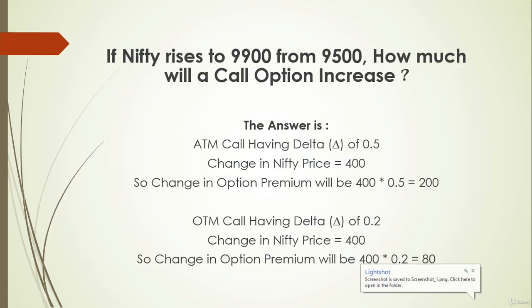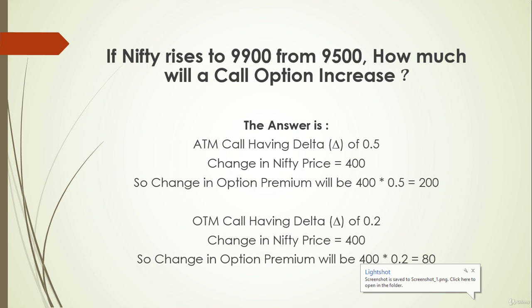Now can you answer the previous question? If Nifty is 9500 and we expect a move up to 9900, what will be the change in call option premium? Let's find out the answer. If we buy an at the money call having delta of 0.5, the change in Nifty's price is 9900 minus 9500, which is equal to 400 points. So the change in option premium will be 400 multiplied by 0.5, which is equal to 200 points.